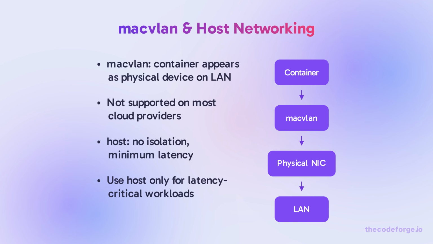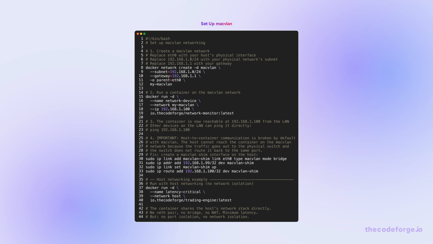macvlan assigns a MAC address to the container, making it appear as a physical device on the LAN. It's useful for legacy applications, but not supported on most cloud providers. Host networking removes all isolation for minimum latency. Create a macvlan network with the parent interface. The container gets an IP on the physical subnet. Note that host-to-container communication requires a shim interface. For host networking, just use --network host: no isolation, but minimal latency.